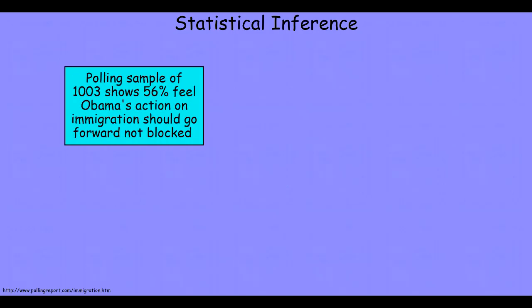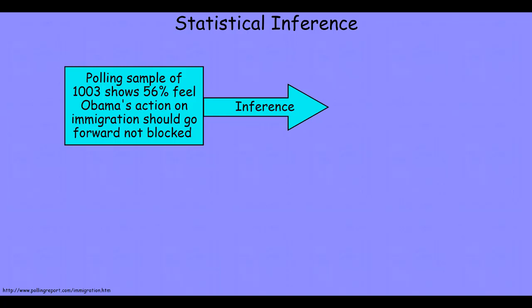We can look at an example of this from when Obama signed the Dreamers Act. Shortly thereafter, they did a poll. The poll sampled 1,003 people, a reasonably large sample that is selected at random, and it got data that it measured using as objective as possible measurement tools, saying that 56% felt that Obama's action on immigration should go forward and not be blocked. So 56% was the ratio of people who felt it should go forward in that population, in that sample.